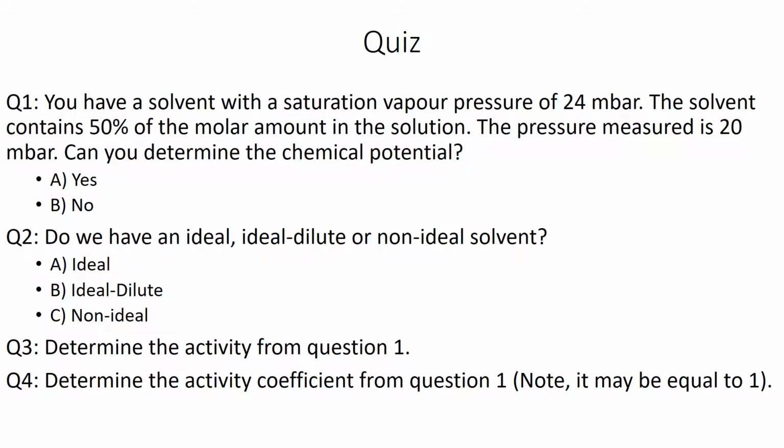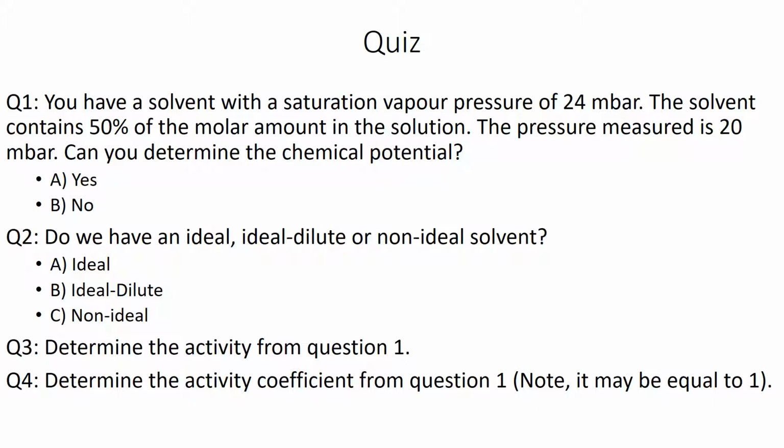Now for the quiz. There are 4 questions. Some of them are multiple choice, some of them are numeric. Let's start with question 1. You have a solvent with a saturation vapor pressure of 24 millibar. The solvent contains 50% of the molar amount in the solution, and the pressure measured is 20 millibar for the solvent. Can you determine the chemical potential? Yes or no?